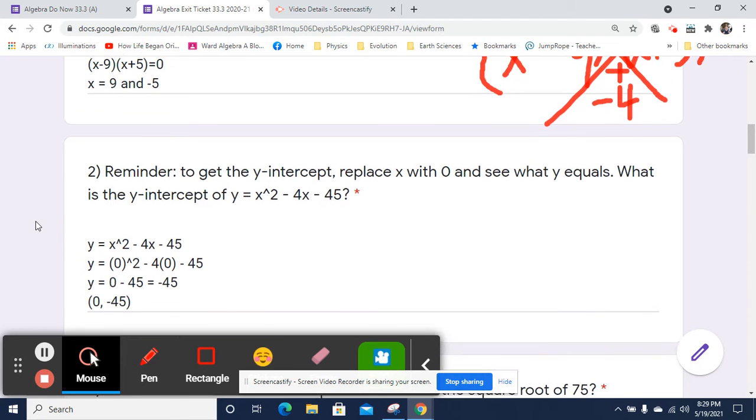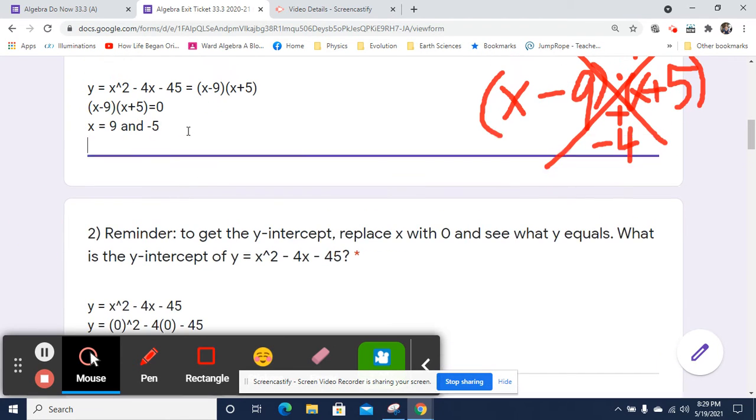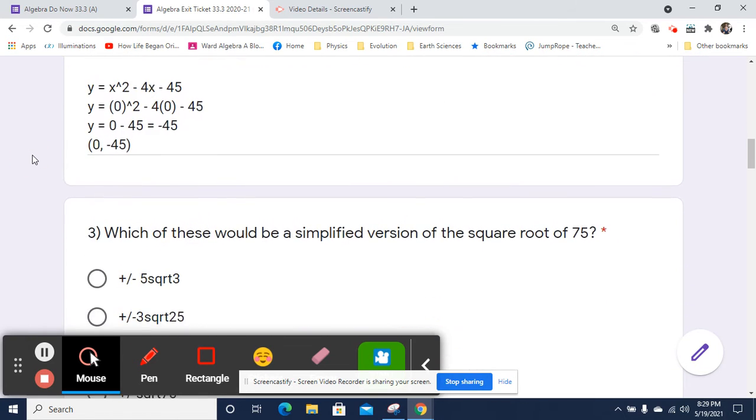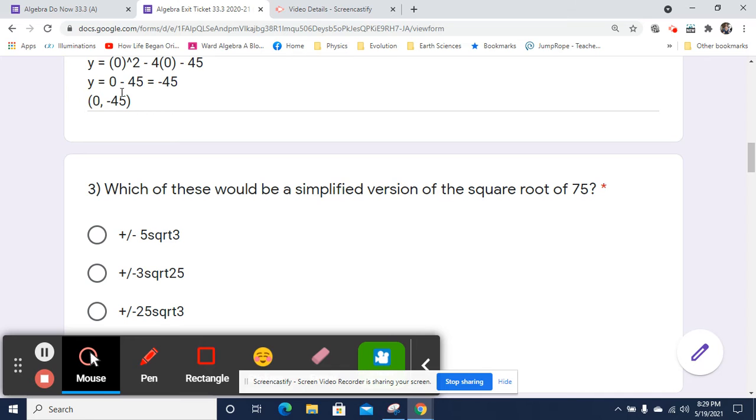I will remind you that back here, our x-intercepts will be at (9, 0), x comes first, and (negative 5, 0). I've seen a little bit of reversing that showing up in some of the testing. So watch out for that. Same with the y-intercept. y comes second. x will be 0 in a y-intercept.